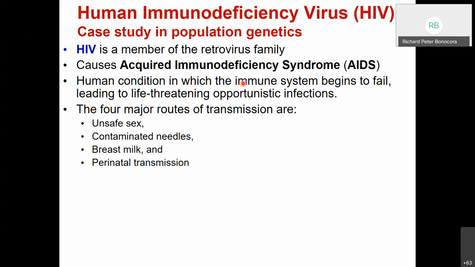A lot of people who die from this die from bacterial infections, because the immune system is being compromised here. And so the four major routes of getting this are unsafe sex, contaminated needles, breast milk, and perinatal transmission.